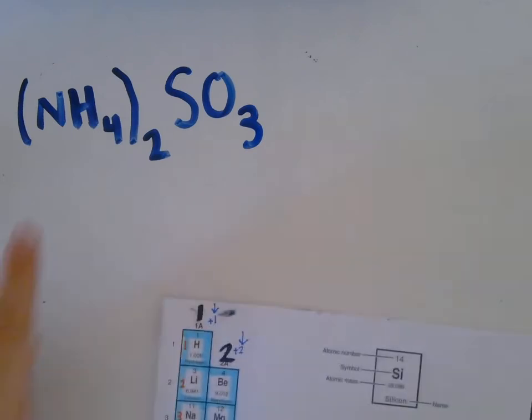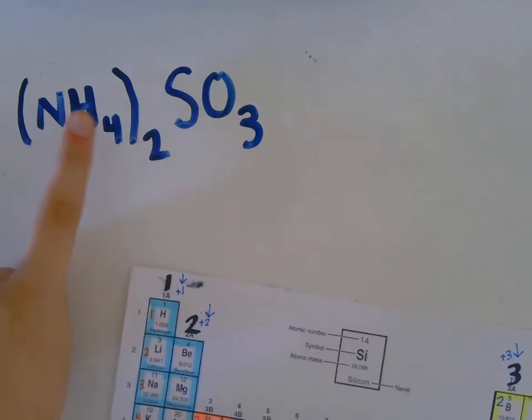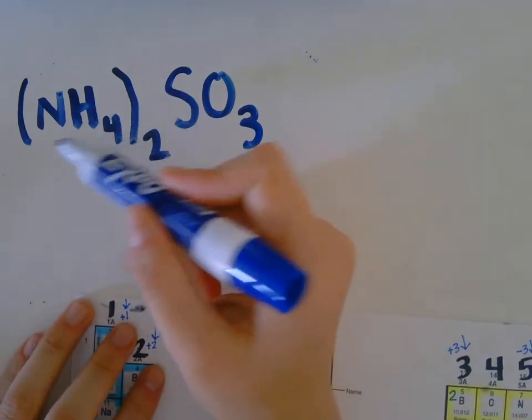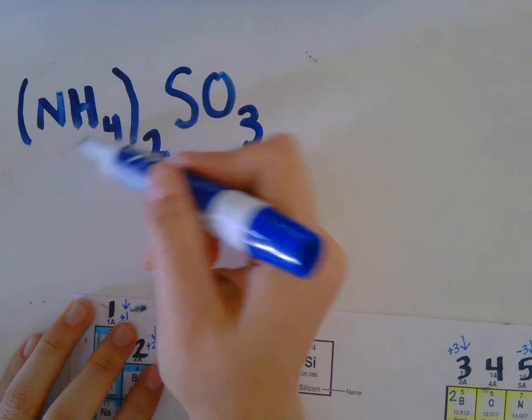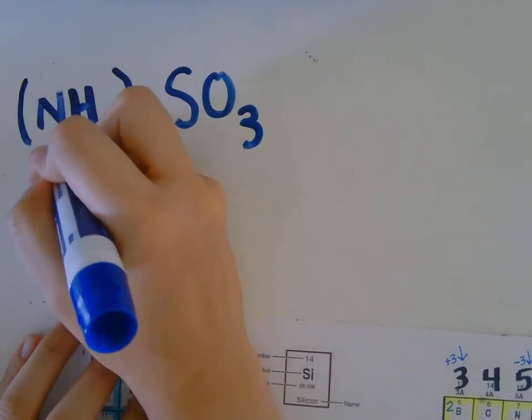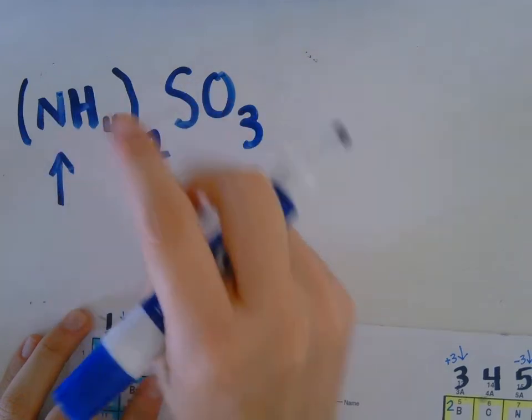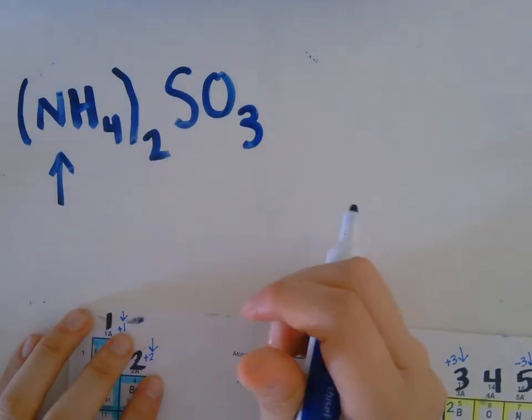So the first one up is NH4. This is a polyatomic ion. Because this is in parentheses and there's 2 of all of this, I want to find the mass of only the inside, and then I'm going to multiply it by 2. That's just because it's easier for me to understand what's going on.